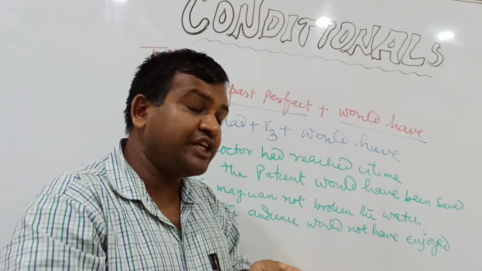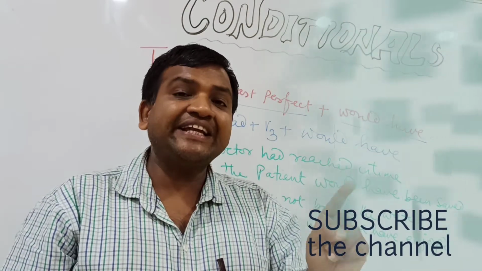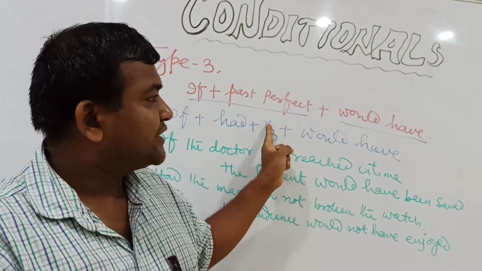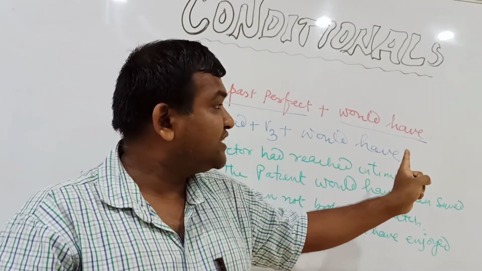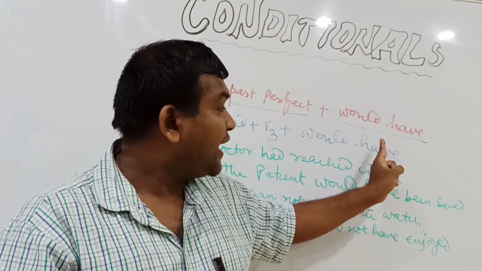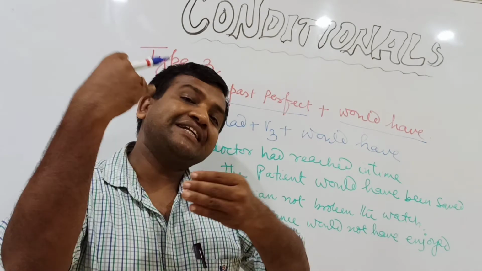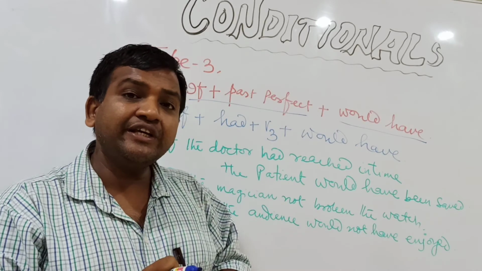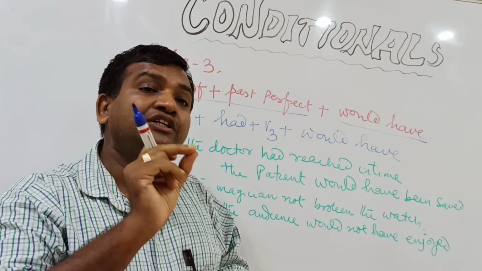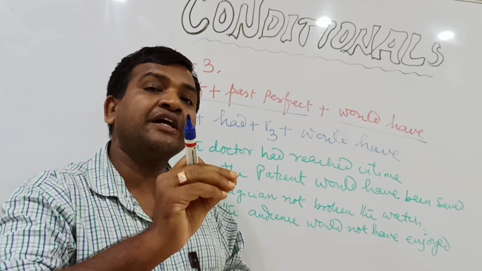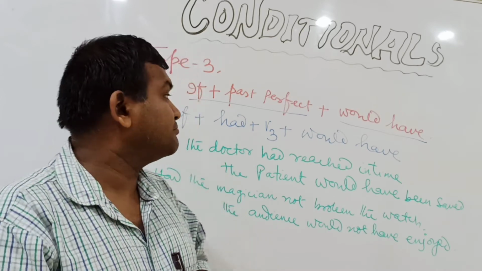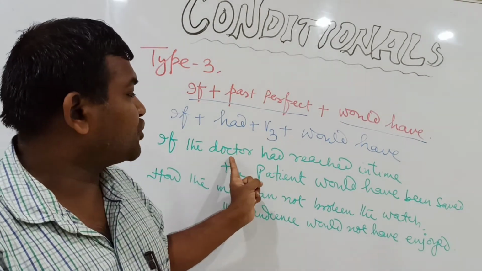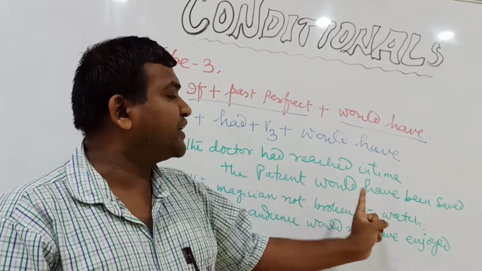How? You see, if the tense of the verb is changed from simple present to past perfect, then will is changed into would have. Let us take the same example: if he had called me, I would have come. Like that, if plus had plus V3 plus would have. For example, if the doctor had reached in time, the patient would have been saved.